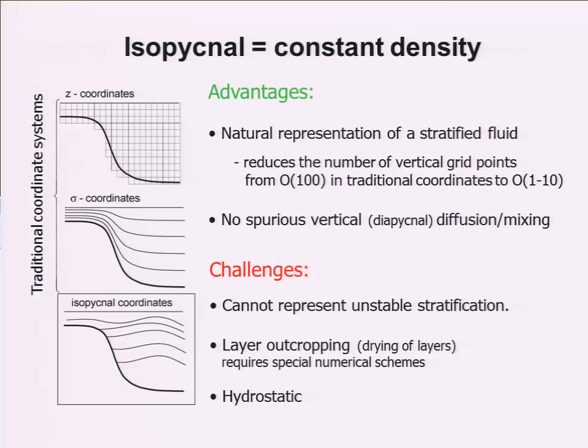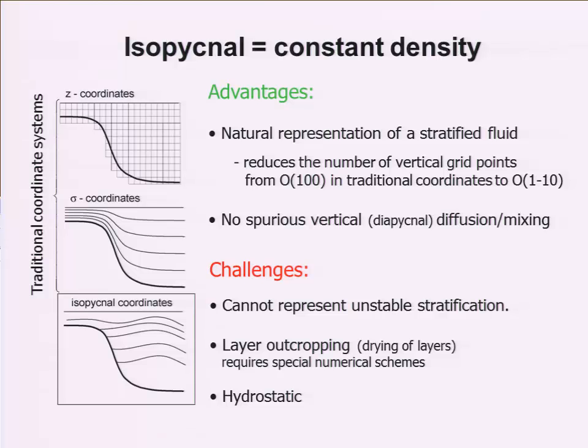Compared to other coordinate systems like z coordinates, which have fixed levels in the vertical, and sigma coordinates, where the coordinates represent a percentage of the depth, we can use a much reduced number of grid points in the vertical. Isopycnal coordinates also reduce spurious diapycnal mixing because we're no longer fluxing a scalar-like density through our grid cells to keep track of it. That is, the lines of constant density move with the flow.